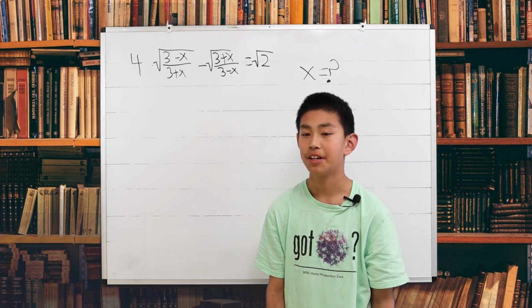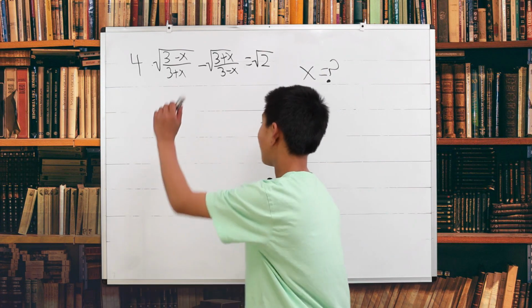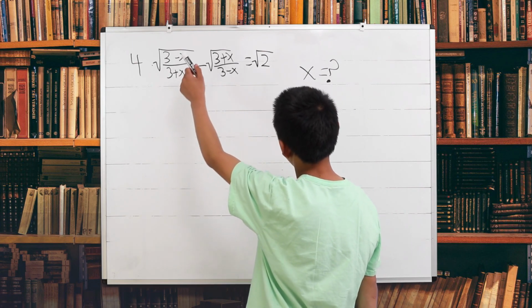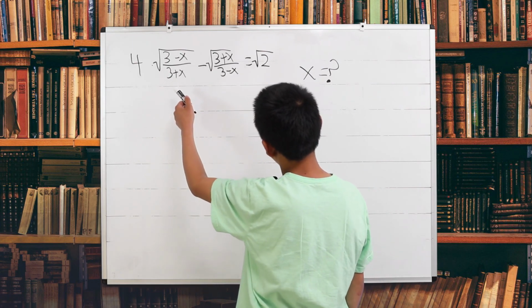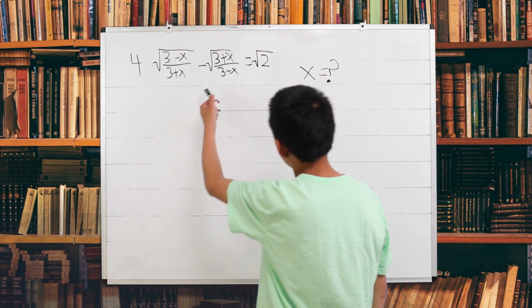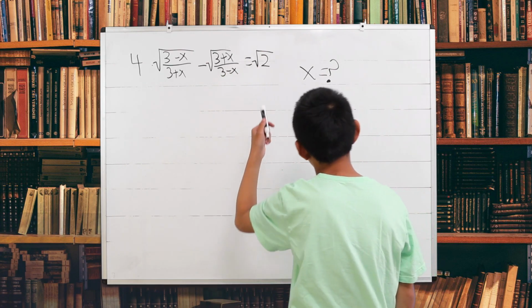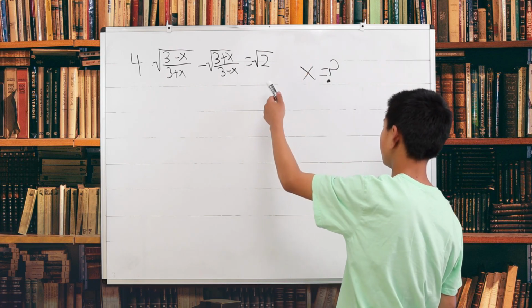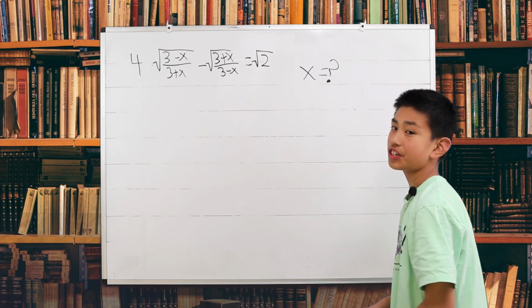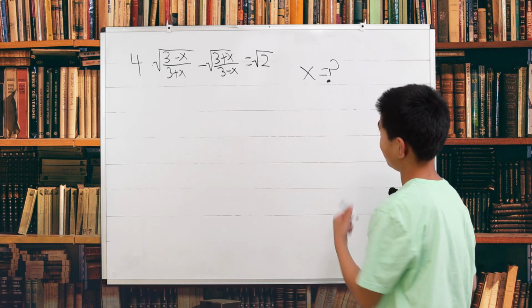So we have a problem here where we are given that 4 times the square root of (3 minus x over 3 plus x) minus the square root of (3 plus x over 3 minus x) is equal to the square root of 2. And based on that information, we need to find out what x is.